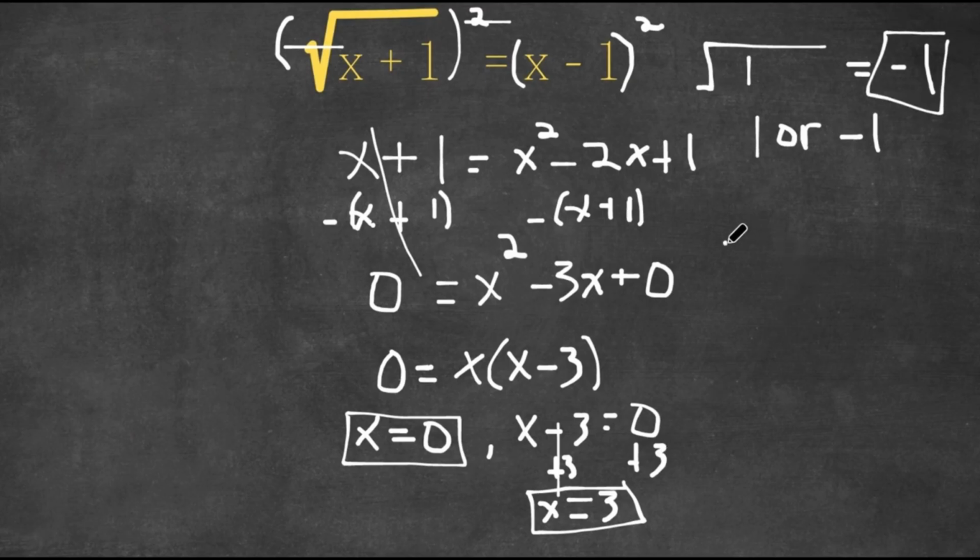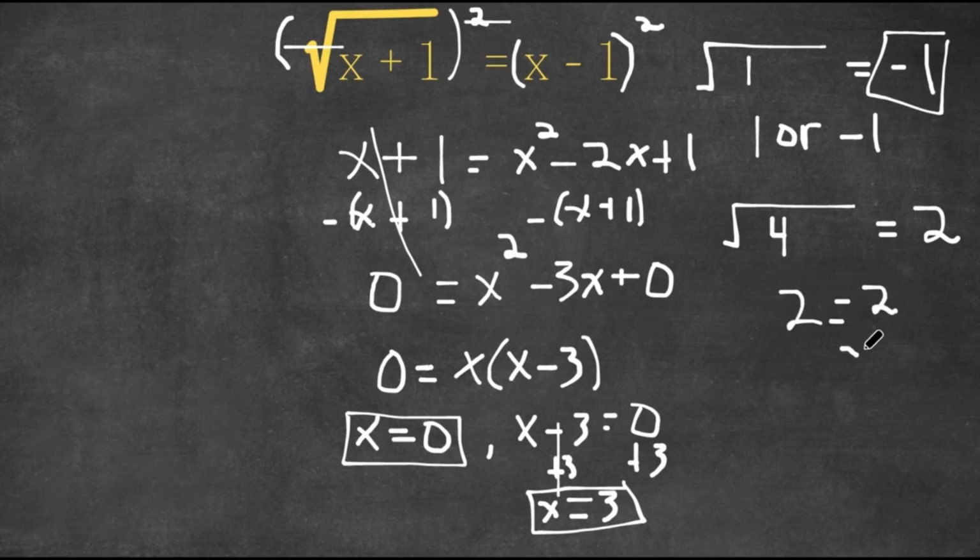We have the square root of 3 plus 1 is 4 equals 3 minus 1 is 2. Now the square root of 4 is 2, so we have 2 equals 2, and this is right as well.